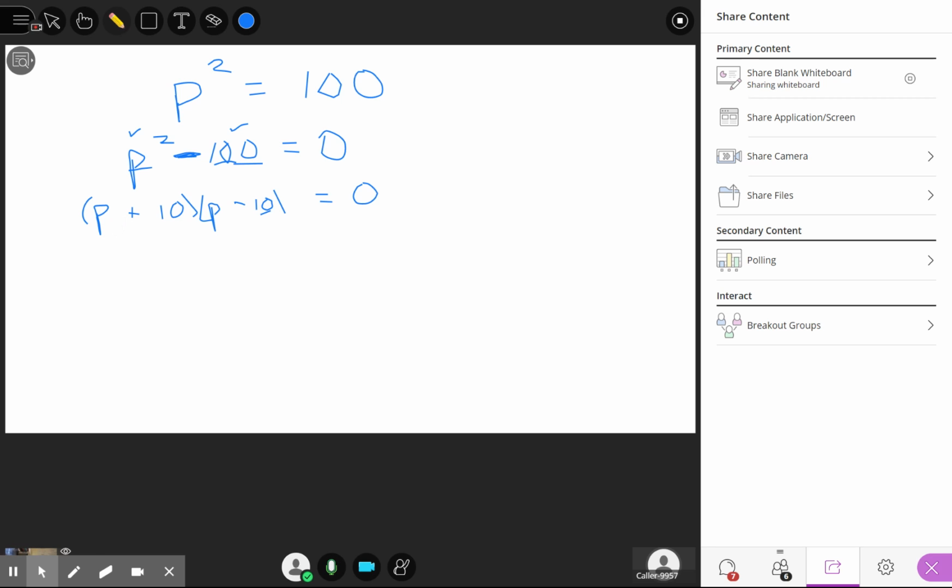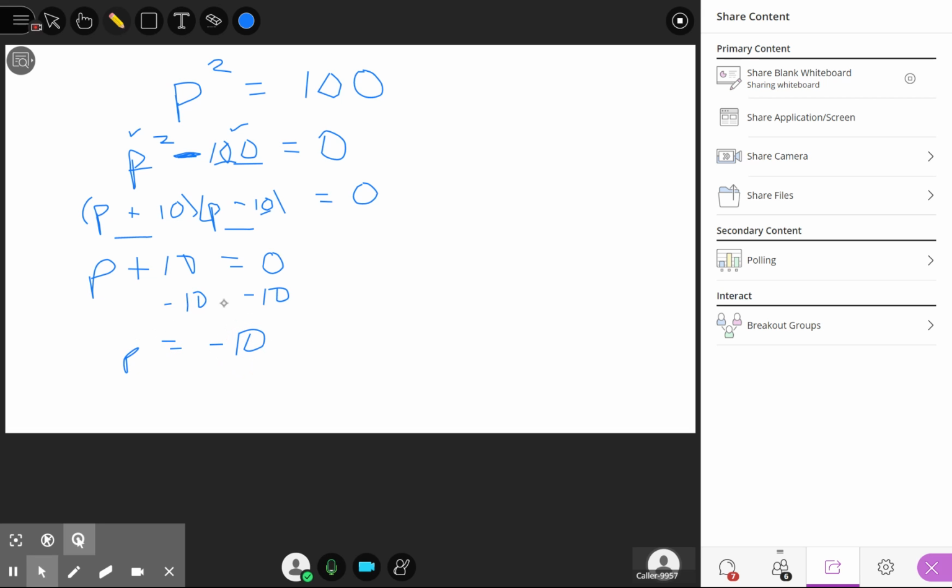Okay, so now we set each of these equal to 0. So if we set p plus 10 equal to 0, you can subtract 10 from both sides, and you get p is equal to negative 10. And on the other side, if you set p minus 10 equal to 0 for this factor, add 10 to both sides, and you've got p equals positive 10. So those are our two answers, negative 10 and 10.